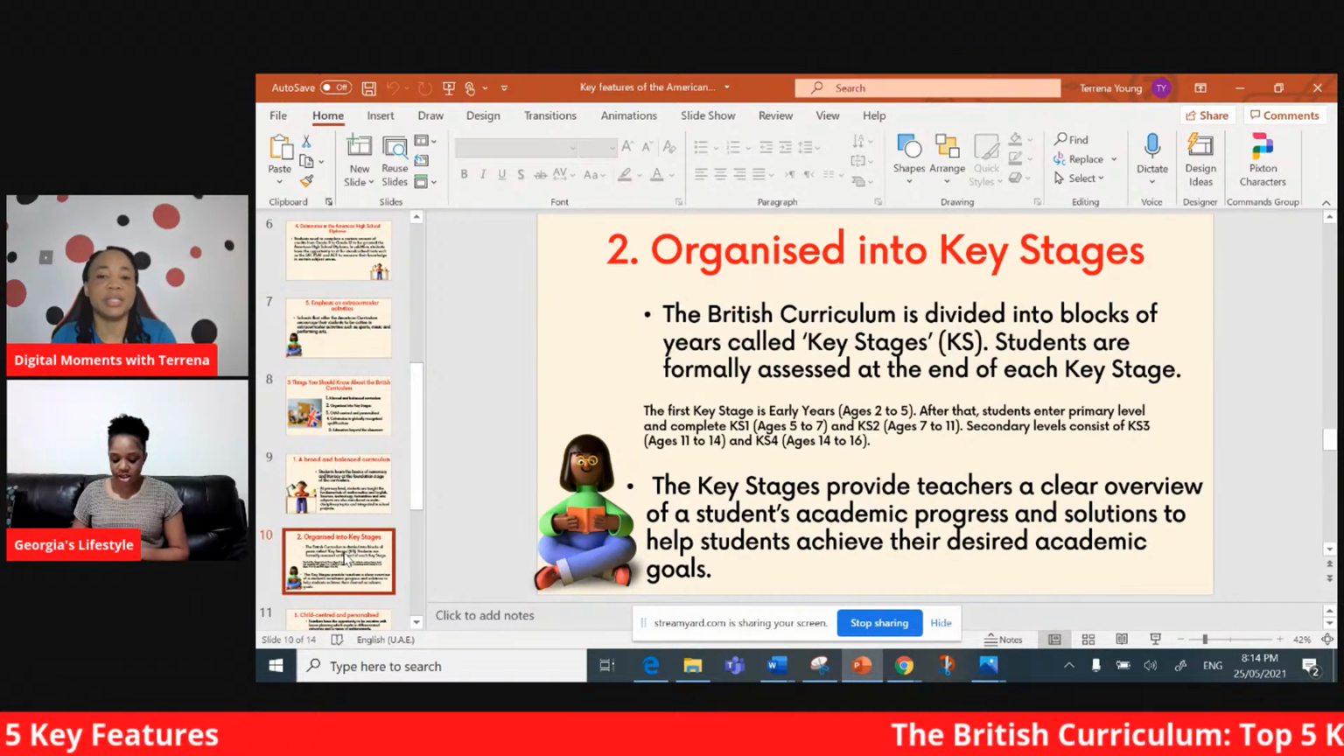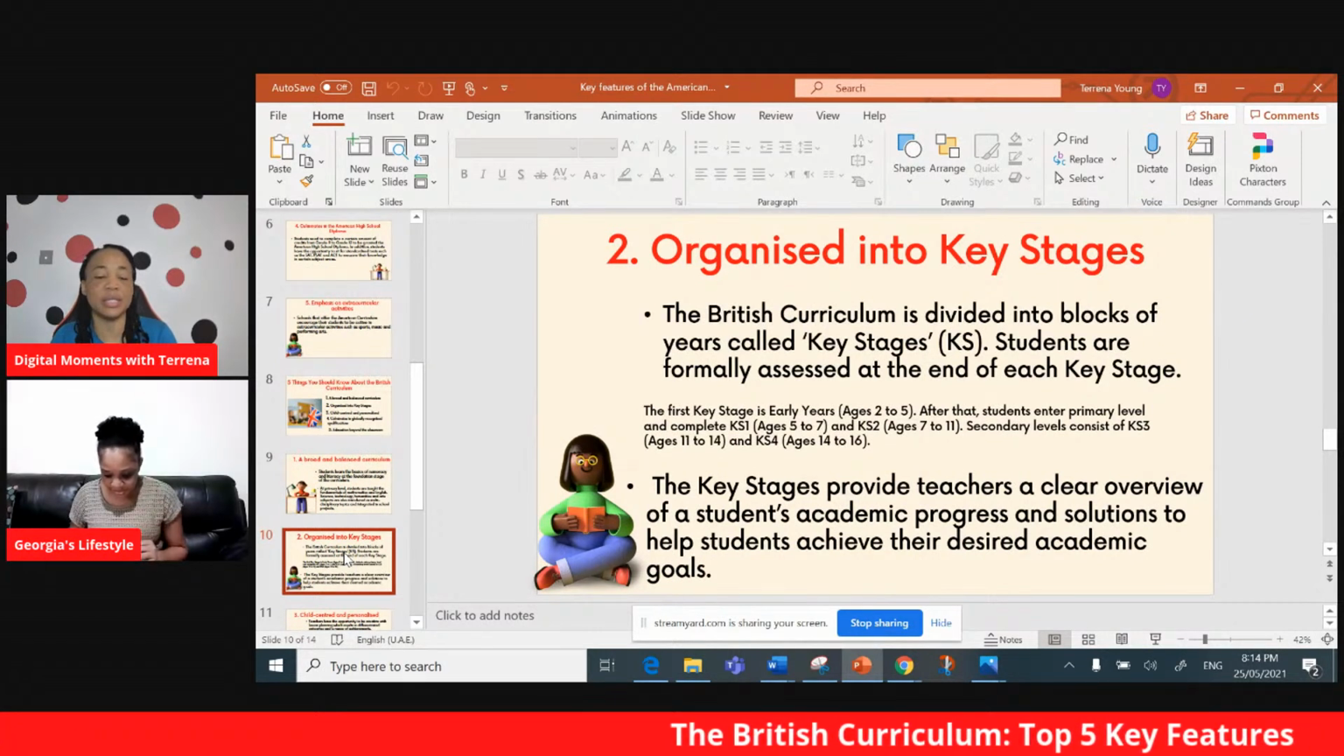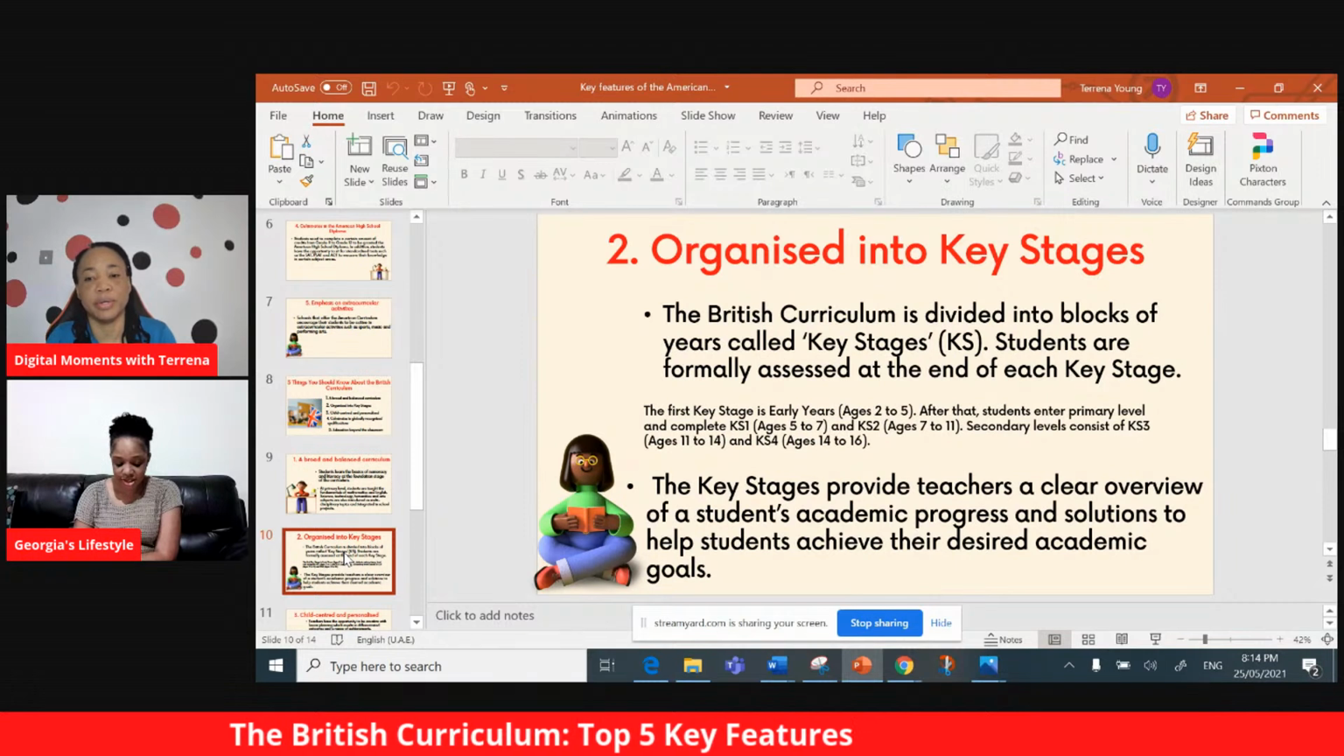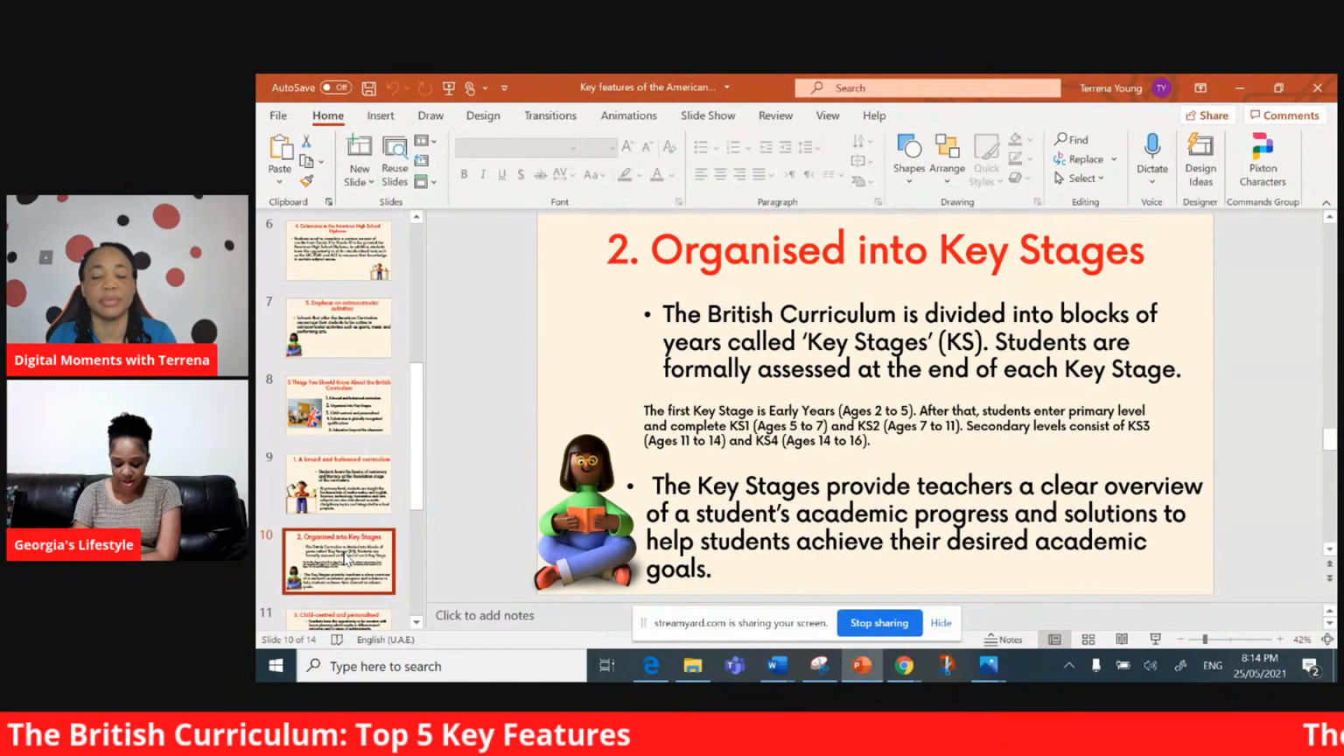But here in the Philippines, they go all the way up to age 18. Yes, they go all the way up to age 18.